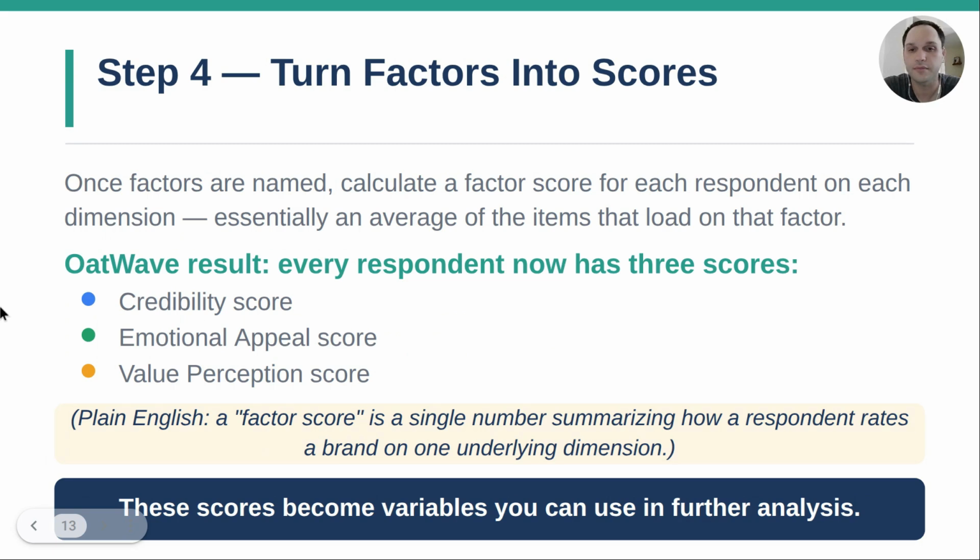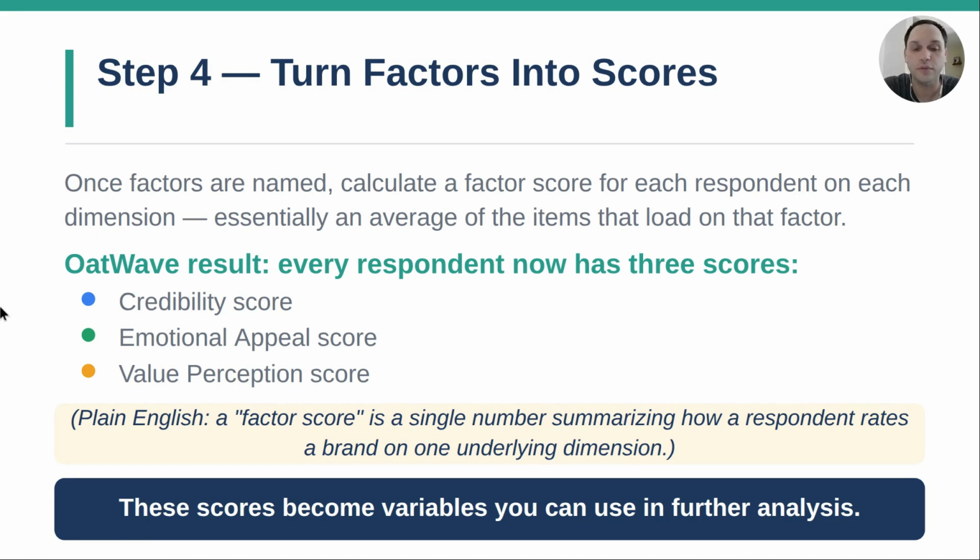Once you've named the factors, you can calculate a factor score for each respondent on each dimension. A factor score is essentially a weighted average of the items that load on that factor. It summarizes how each person rates the brand on that underlying dimension in a single number.